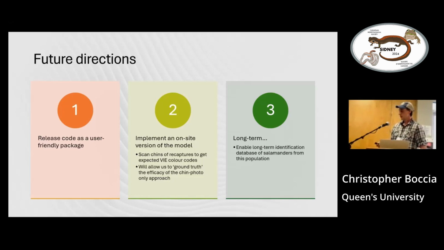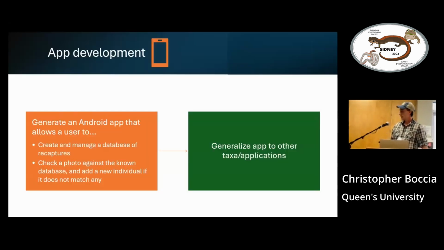Long term, I'm hoping that will mean we can use just photos to keep tabs on this population, and there won't be a need for VIE. I'm also hoping to eventually turn this into an app. There's a setup for Android for running some of these neural network models, and I'm hoping to make use of that. That way you could do this all using a phone database right in the field. And hopefully at some point I can also try to generalize it to other taxa. Obviously not everything is going to have a chin pattern of interest.